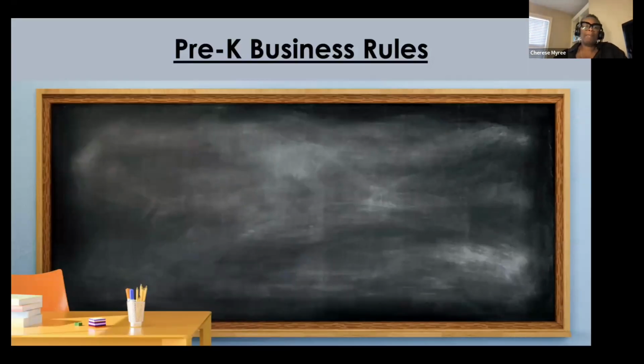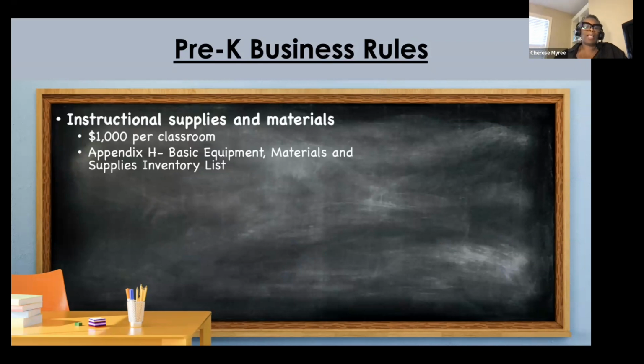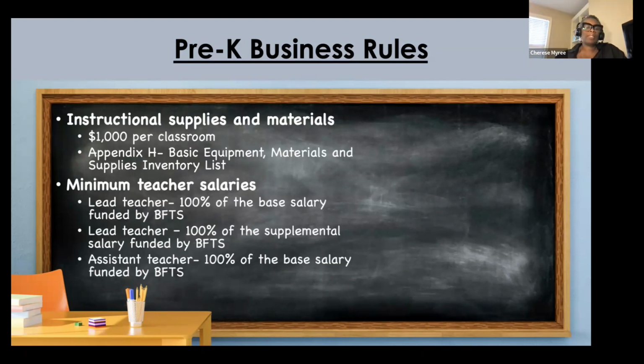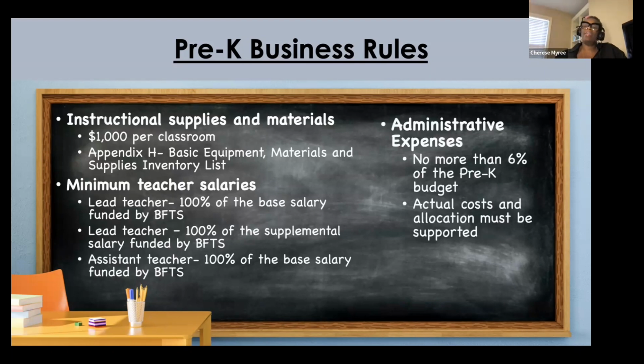So there are some pre-K business rules that we want to make sure that you are aware of, right? And so it's actually Appendix E for the equipment supplies list for instructional supplies and materials. And we have teacher minimums, which this is the year of 100%. So 100% of the salaries that are funded by Bright from the Start must be paid directly to the teachers in all cases, and no more than 6% of your budget can be used on administrative costs.